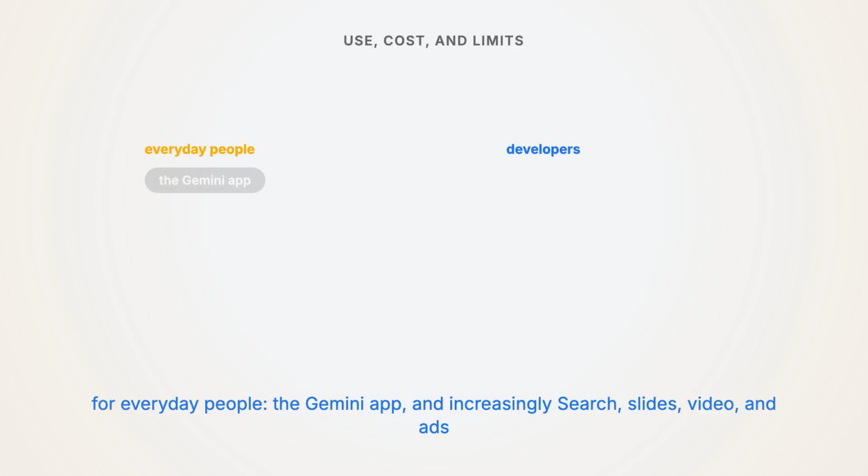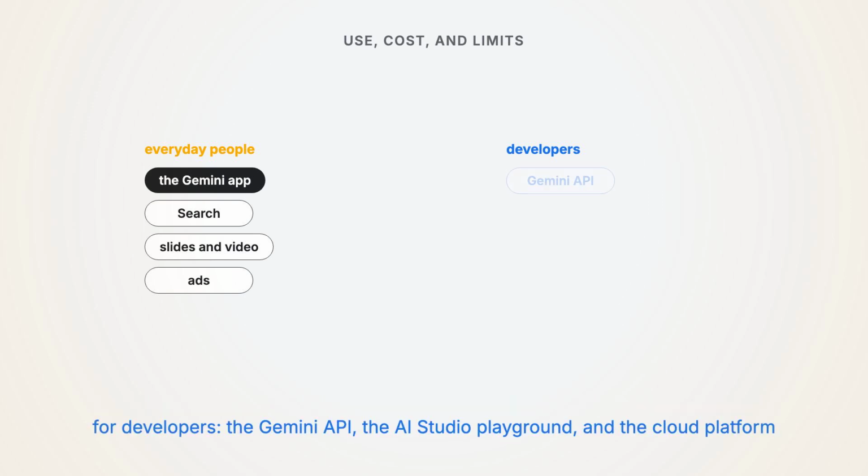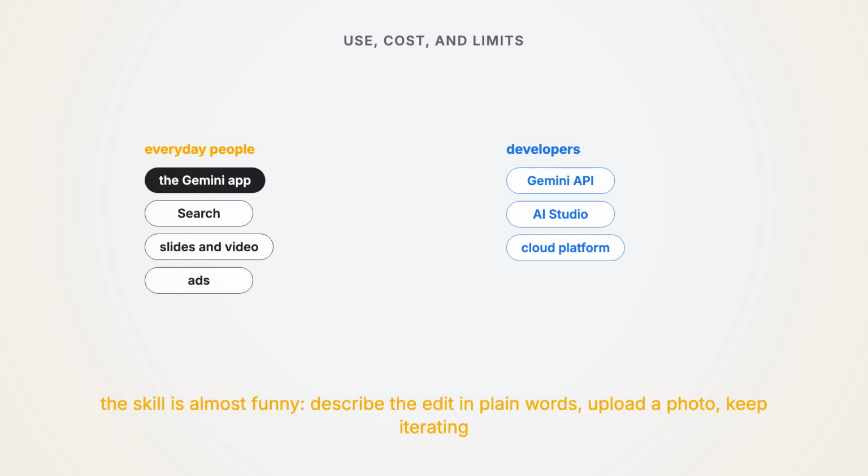For everyday people, it lives in the Gemini app and increasingly in search, the visual lookup tool, slide and video creation, and ads. For developers, you reach it through the Gemini programming interface, the AI Studio playground, and the enterprise cloud platform. The skill is almost funny in its simplicity. Describe the edit in plain words, upload a reference photo or two, keep iterating, pick your resolution.